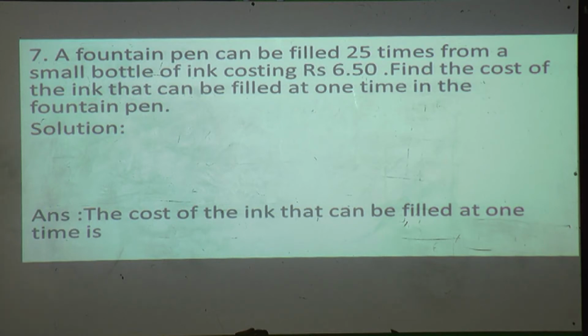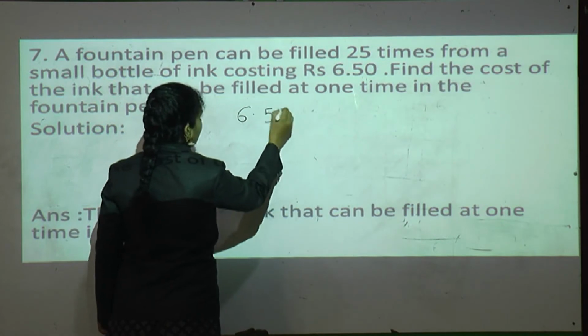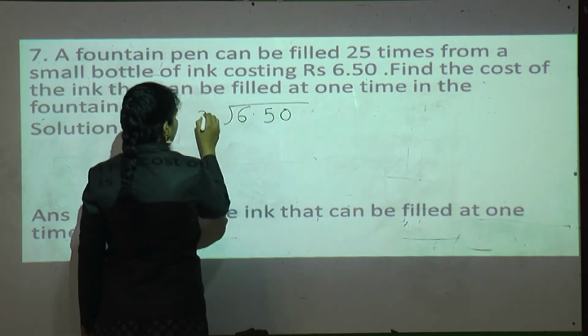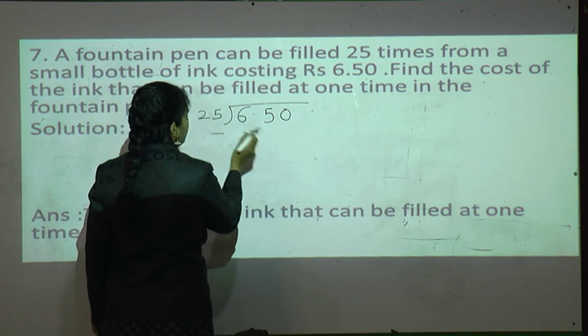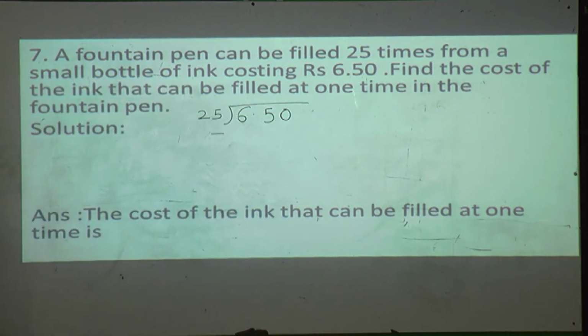So now, students, what you have to do here? Just divide 6.50, that means 6 rupees 50 paise, by 25. So I will write here 6.50 by 25. See, students, 6 is less than 25, but here is a point.